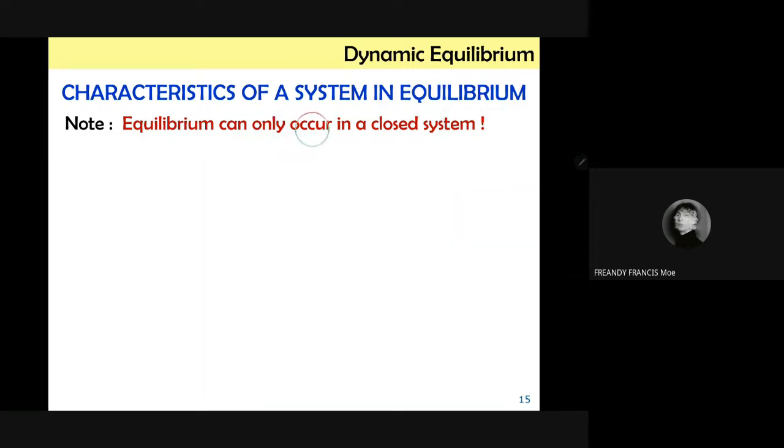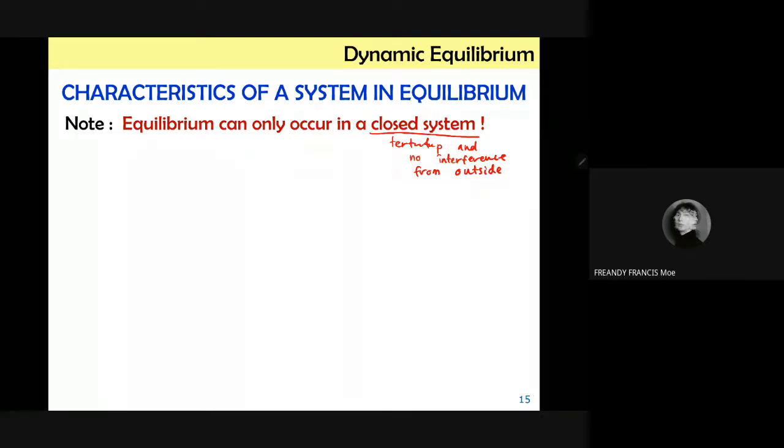And equilibrium cuma boleh berlaku dekat dalam closed system. Sebenarnya sistem yang tertutup. Macam dalam balang tadi lah, sistem itu tertutup. Maksudnya dia tak boleh lepas kepada surroundings, dia tak boleh lepas kepada surrounding luar sistem. Okay. Closed system tu maksudnya tertutup and no interference from outside.